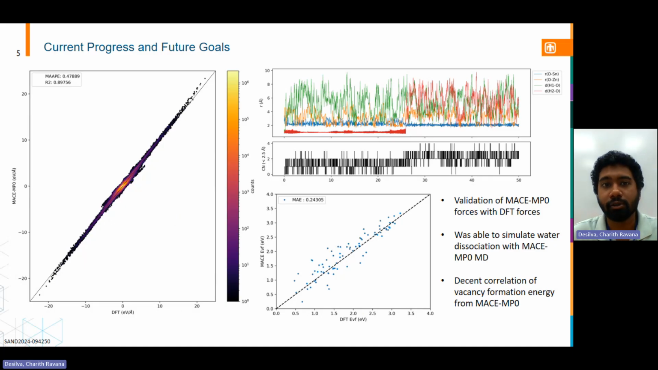For the next 4 weeks or so of my internship, what we'll be doing is more advanced molecular dynamics calculations to fully understand our liquid metal systems, and trying to improve the MACE-MP-0 model by fine-tuning it with already existing DFT data that we have here at Sandia.